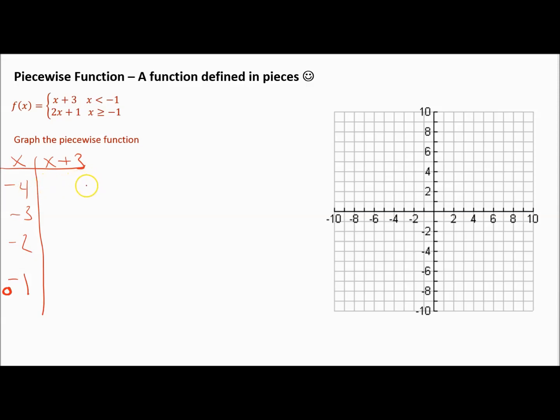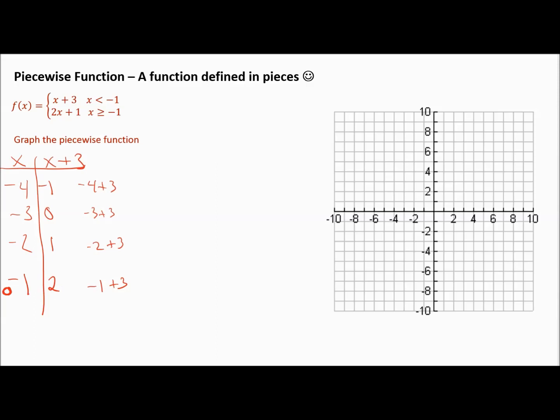So when I plug in negative 4, it'd be negative 4 plus 3, which is negative 1. When I plug in negative 3, it'd be negative 3 plus 3, which is 0. Plug in negative 2, it'd be negative 2 plus 3, which is 1. And then the one I'm not supposed to plug in, but I've got to know where the open circle belongs, negative 1 plus 3 is 2.